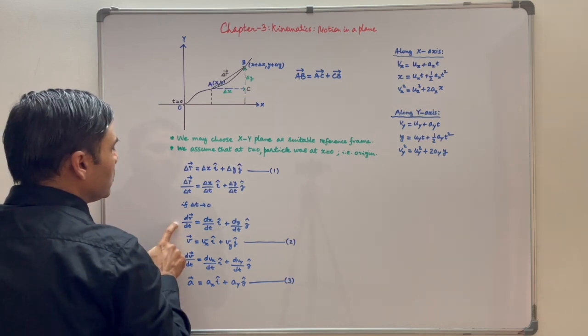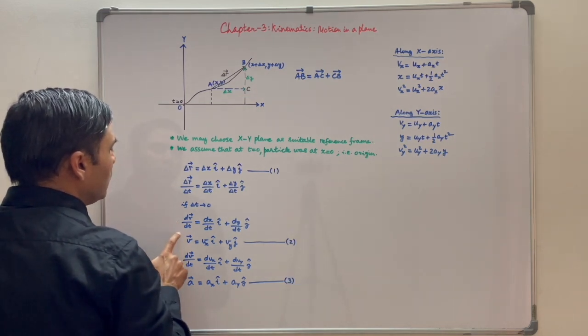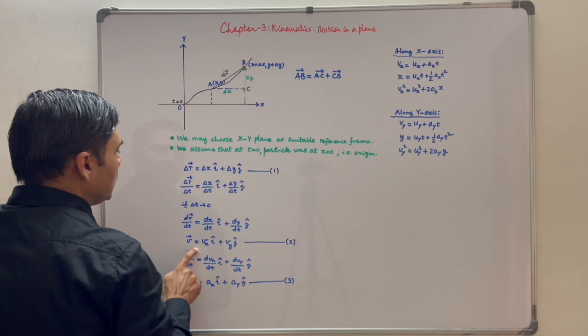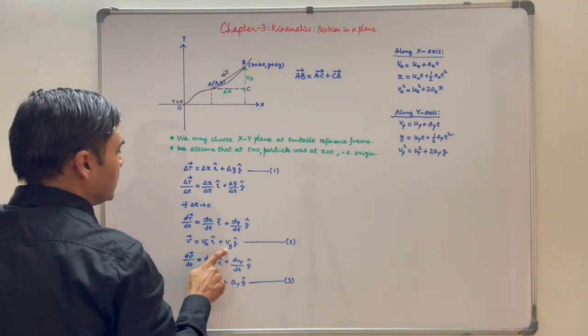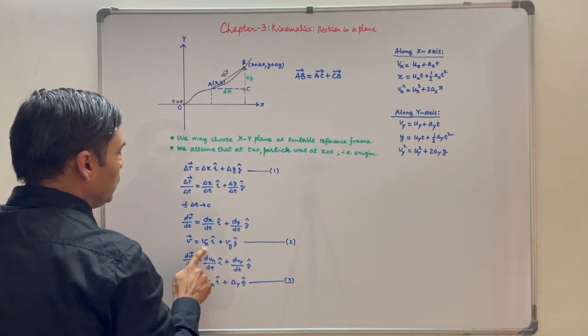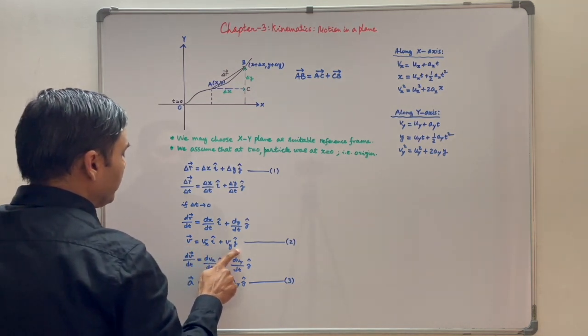So dr upon dt is equal to dx upon dt i plus dy upon dt j. We know that rate of change of displacement is called velocity. So v is equal to... dx by dt is written as vx, that is the horizontal component of velocity. dy by dt is written as vy, this is the vertical component of velocity. So v is equal to vx i plus vy j.